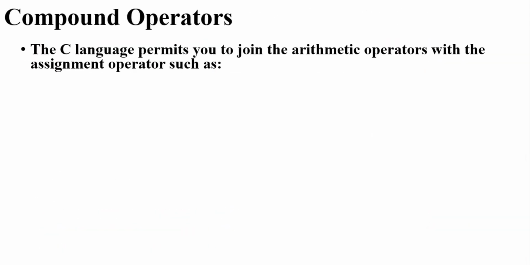Now coming to the compound operators. In the previous video, we talked about arithmetic operators, where we talked about plus, minus, multiplication, division, and modulus. So C language allows us to use arithmetic operators with assignment operators. Assignment operators are generally, for example, here in this case, the equal to sign.